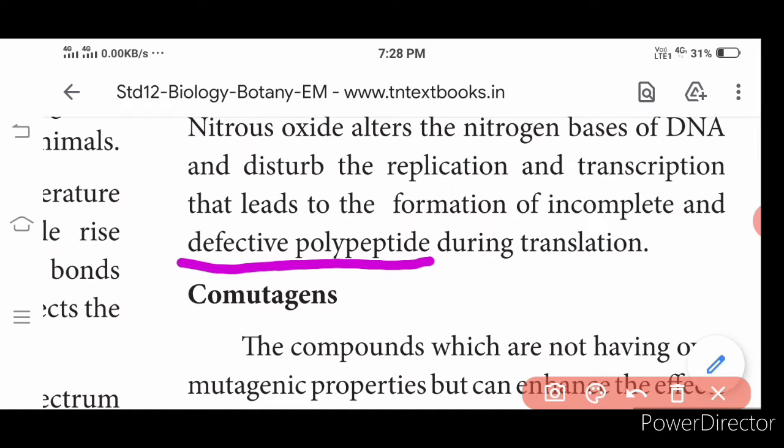Now translation. What is translation? During protein synthesis, DNA gives a copy of its codes to mRNA, that is called transcription. From mRNA, protein is formed by accumulation of amino acids, that is what is called translation.